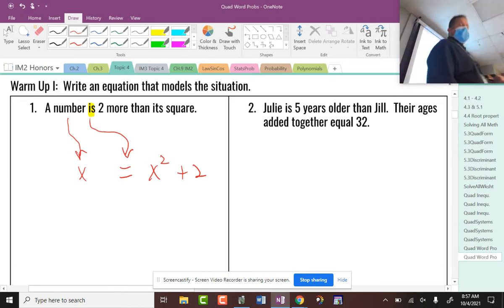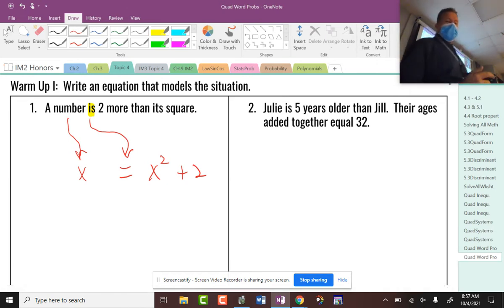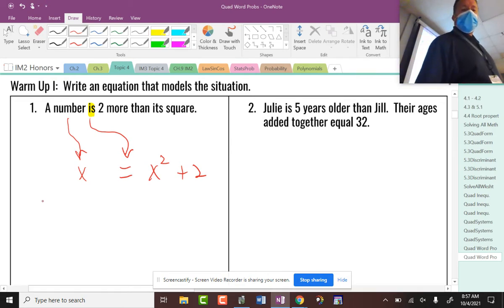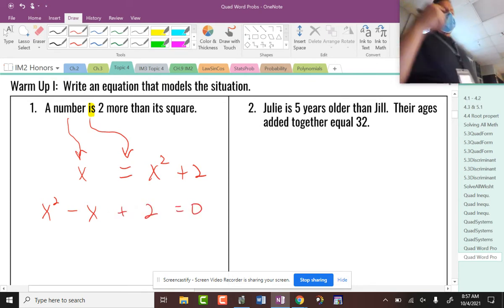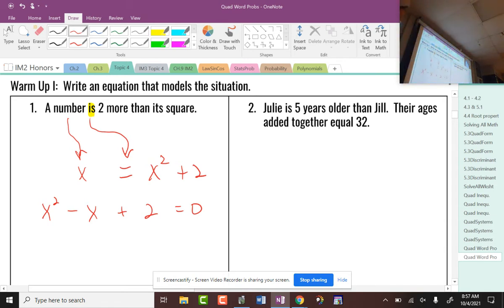Now let's see if this has a nice solving situation, because it's kind of weird. All right, so to solve for this, x squared, subtract x, and then plus 2 equals 0. I don't think we're going to get a real number for this. It might end up being imaginary.